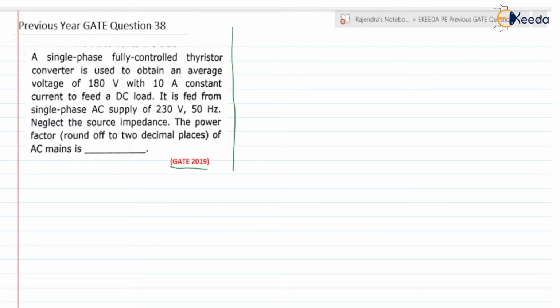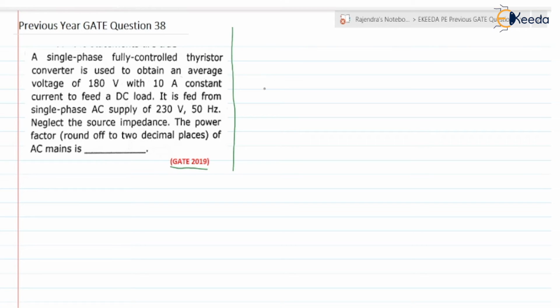A single phase fully controlled thyristor converter is used to obtain an average voltage of 180 volt with a 10 ampere constant current to feed a DC load. It is fed from single phase AC supply of 230 volt 50 hertz. Neglect source impedance. The power factor of AC mains is?